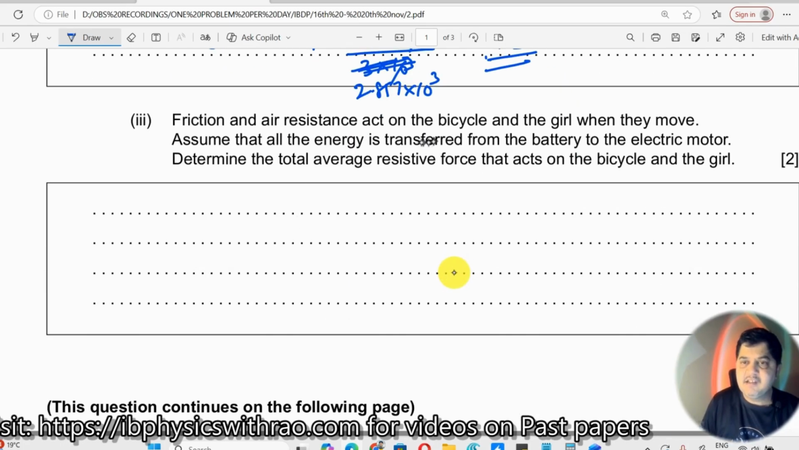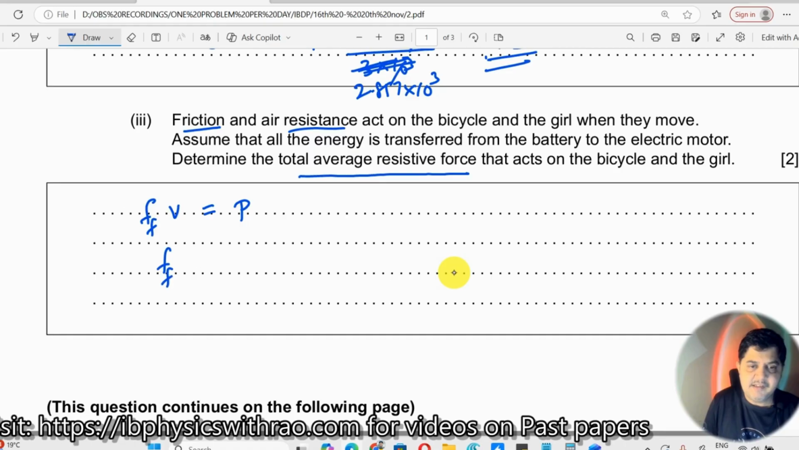Friction and air resistance act on the bicycle and the girl when they move. Assume that all the energy is transferred from the battery to the electric motor. Determine the total average force that acts on the bicycle and the girl. Okay, total average resistive force. What is the average resistive force? It says friction and air resistance. Both contribute to the average resistive force. So what we do is we consider the total average resistive force multiplied by the velocity, which should be equal to the power that is getting dissipated.